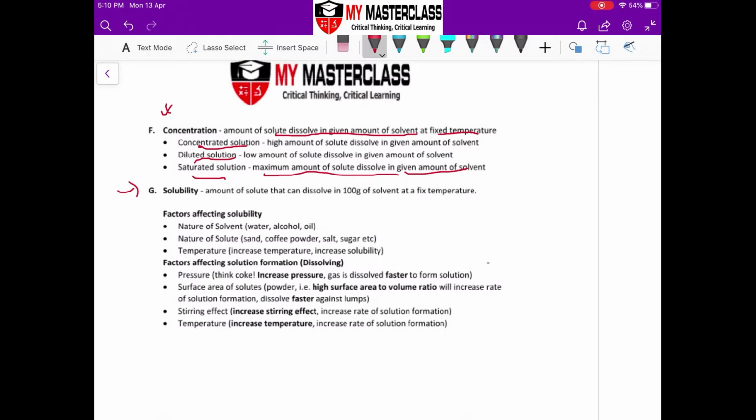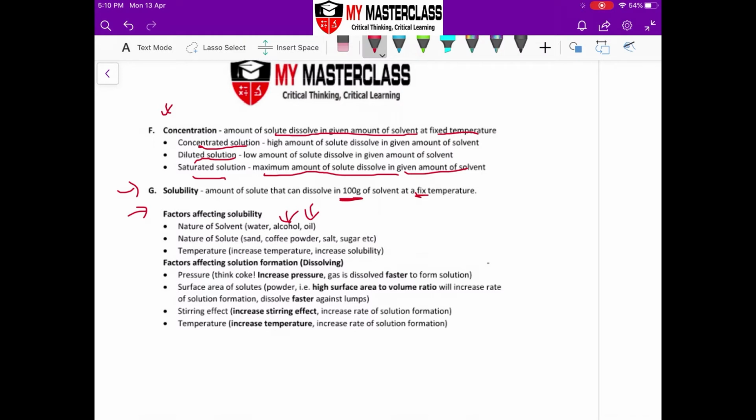Solubility is the amount of solute that can dissolve in 100 grams of water or solvent at fixed temperature. Okay, so factors affecting solubility: we have the nature of the solvent. Different types of solvent can affect the solubility. Water is the universal solvent, but sometimes we can use alcohol and we can use oil. For example, salt dissolves very well in water, but it may not dissolve so well in oil.